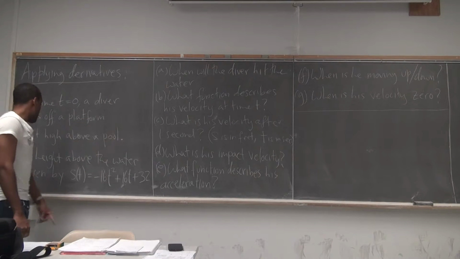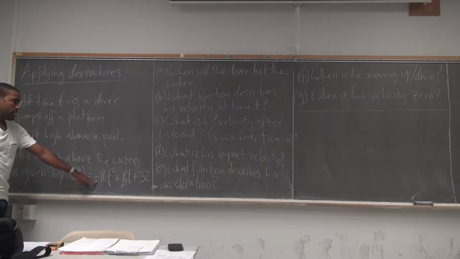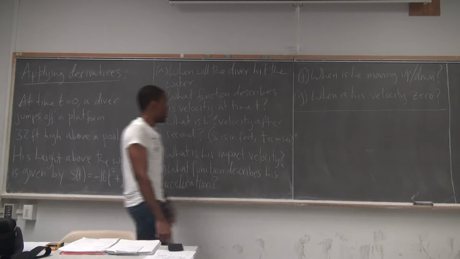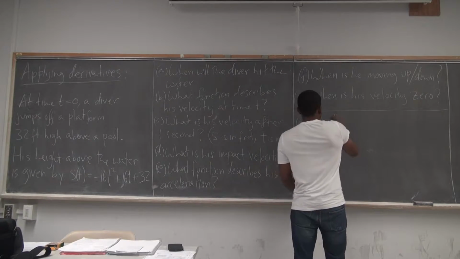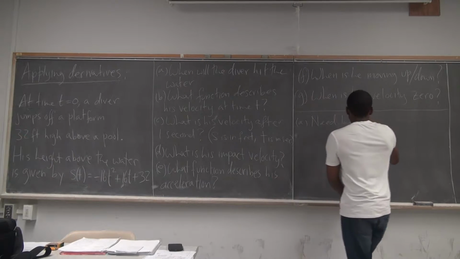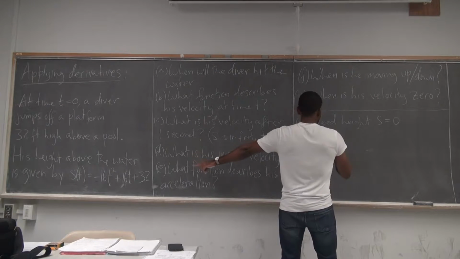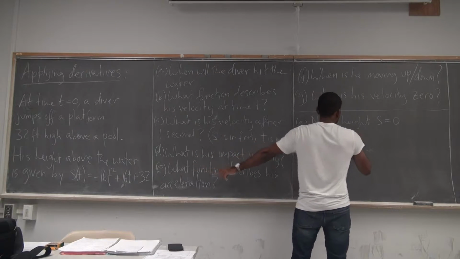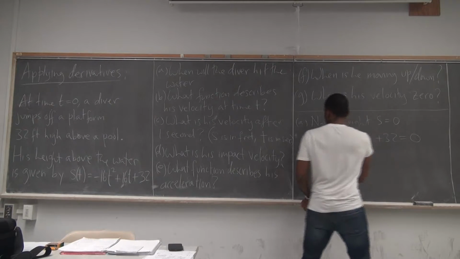Right, he hits the water when the height equals 0. This function gives me his position above the water, right? So this tells me whatever height he is at above the water. So if I want to find when he actually hits the water, his height above the water is 0. So I'm just going to set S of t equal to 0. Need height S equals 0. This means that function minus 16t squared plus 16t plus 32 equals 0.